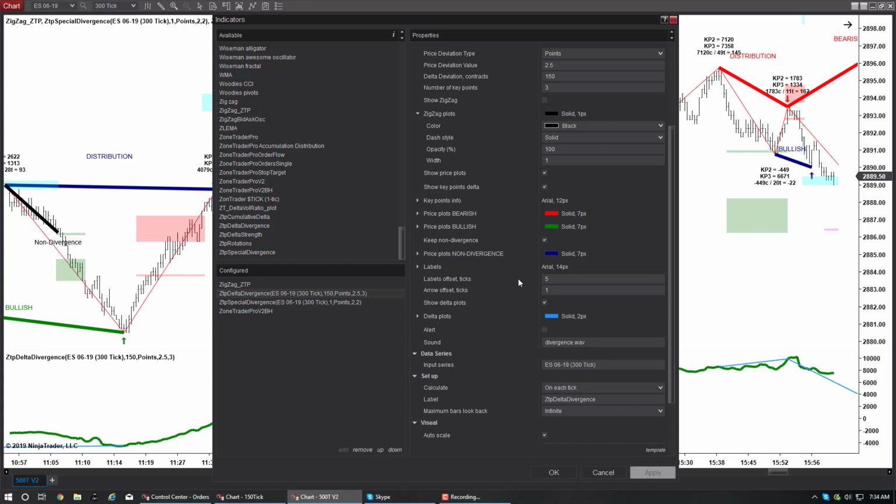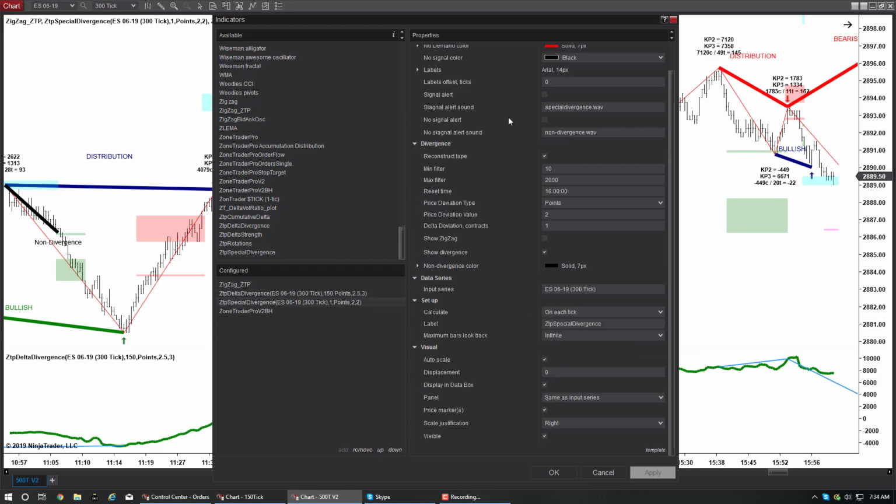The next thing is I need to offset these labels, because probably one of the hardest things to see is the information that I'm putting on this chart, and you're constantly adjusting the chart so that you can see all the information. Again, I get it that there is information on the chart, but this is information that we need to know and understand. And then we want to enable the show delta plots down here. Because I'm making the video, I've turned off the alert.